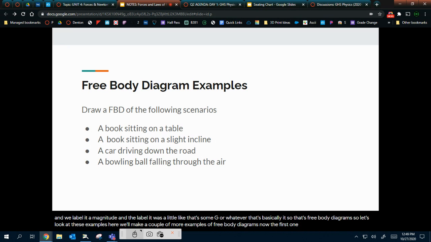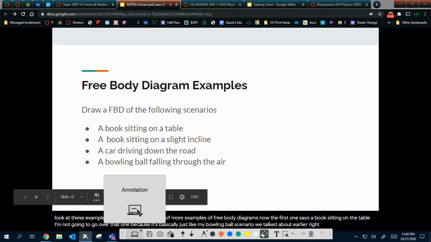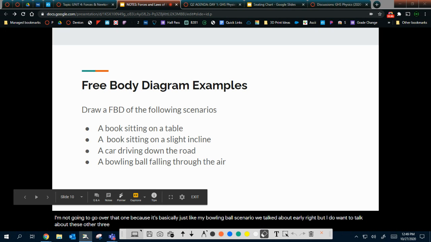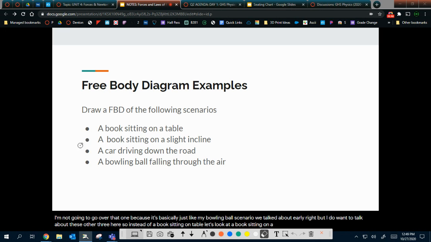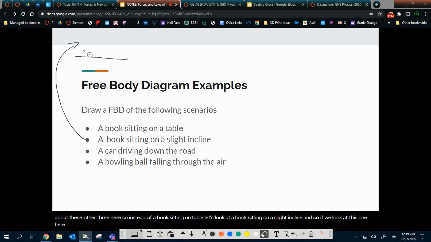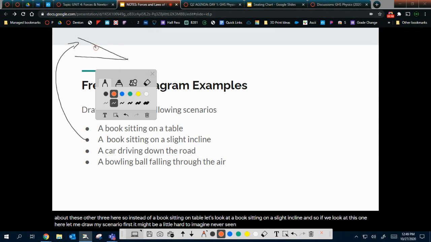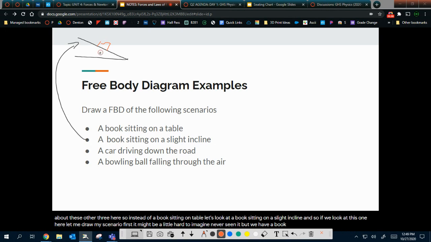Now the first one says a book sitting on a table. I'm not going to go over that one because it's basically just like my bowling ball scenario we talked about earlier, right? But I do want to talk about these other three here. So instead of a book sitting on a table, let's look at a book sitting on a slight incline. Let me draw my scenario first. It might be a little hard to imagine if you've never seen it. But we have a book, a terrible looking book, sitting on a slight incline.